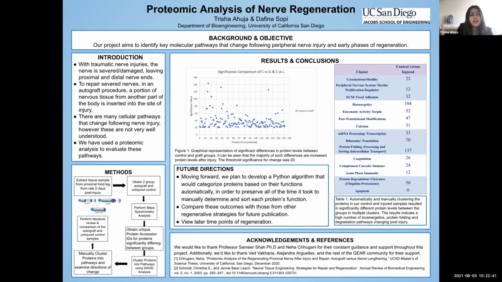And in order to repair this nerve injury, there's a process called the autograft procedure, where a portion of nervous tissue from either another part of the body or a donor is inserted into the site of injury. And then when this occurs, there are many cellular pathways that change because of the regeneration process that follows. But this is not well understood in the community. So we're doing a proteomic analysis to basically analyze the presence of different proteins following nerve injury in order to understand how they affect regeneration.